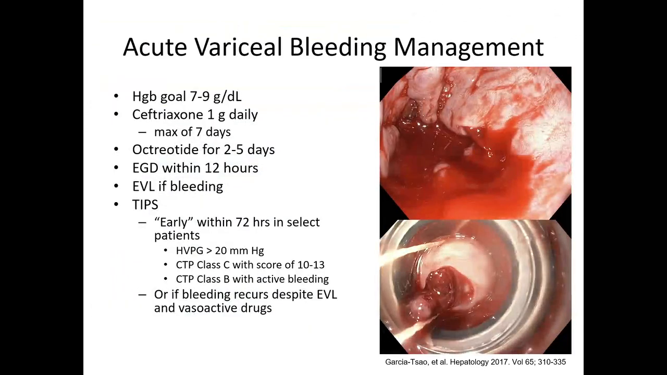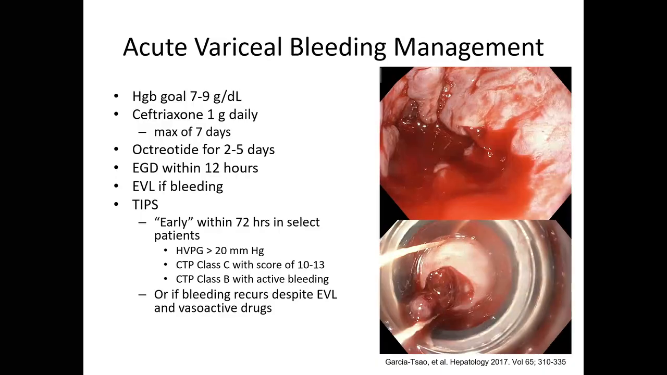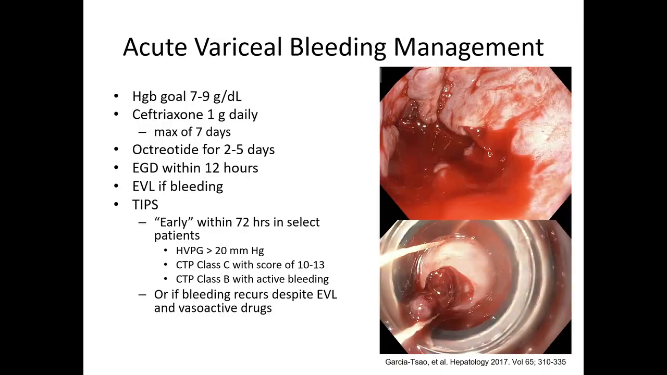For acute variceal bleeding, the management is inpatient with a hemoglobin goal of 7 to 9, with transfusions being conservative. IV ceftriaxone, 1 gram IV daily, is given for a maximum of 7 days, and octreotide is also given for 2 to 5 days to help with splanchnic vasoconstriction. EGD is performed within 12 hours.